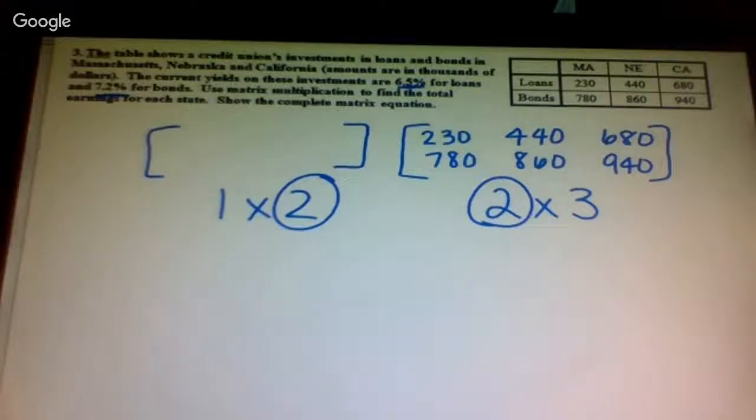What does 6.5% annual yield look like? 1.065. 1.072. Okay? Plug these into your calculator. Plug this in for matrix A. Plug this in for matrix B. The more you practice plugging them into your calculator, the easier it will be on your test on Friday.